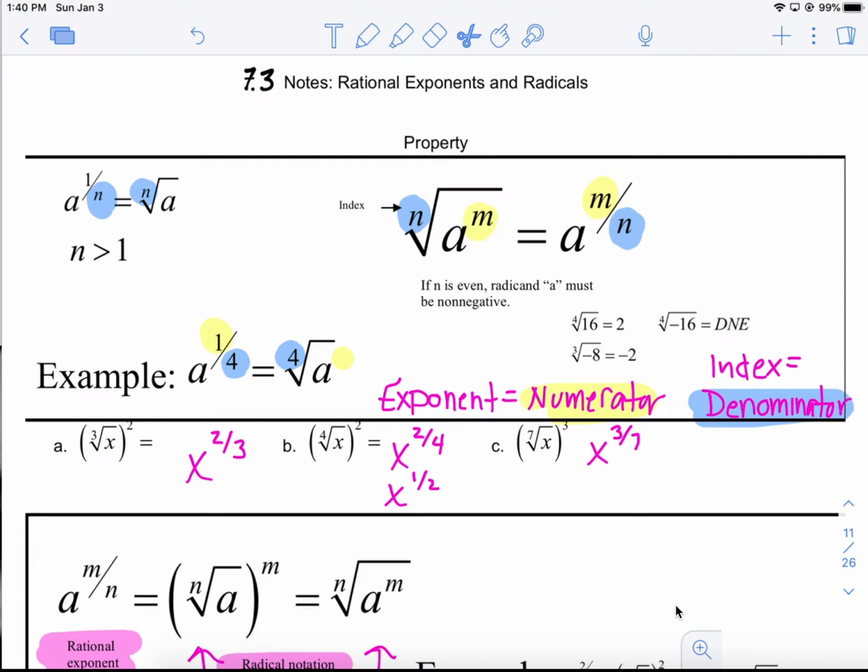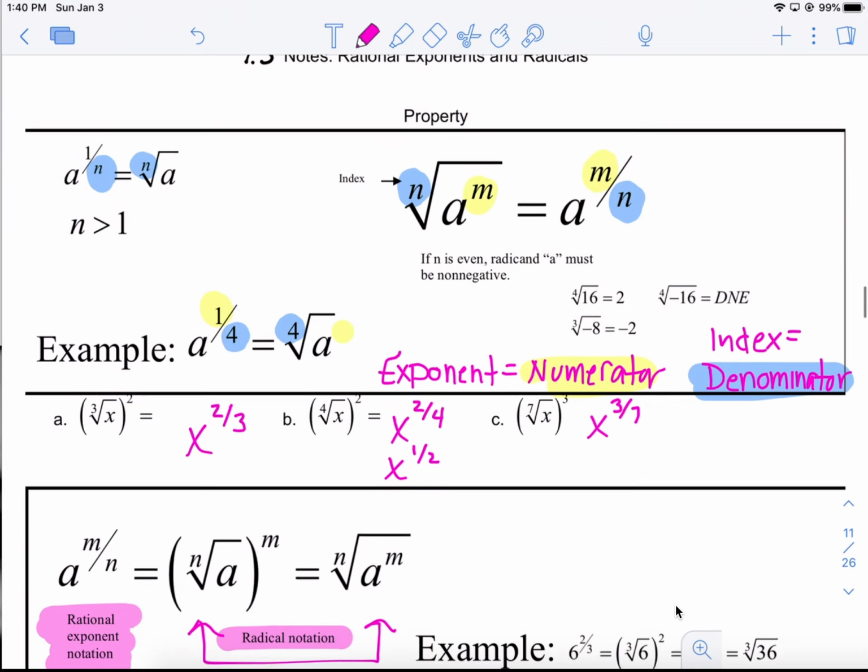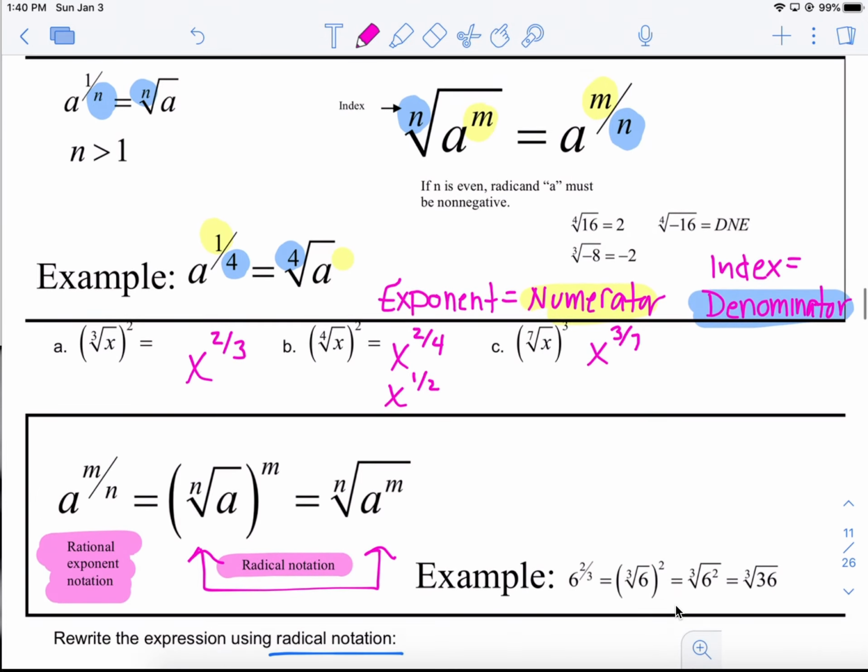Today we're going to be moving back and forth between rational exponents, which just means fractions as exponents, and radicals, which is like the square root symbol, using maybe the square root, the cube root, the fourth root, that kind of stuff. Okay? All right, so the first thing I want to make sure you do is pause the screen right here and copy everything that you see, and then we'll talk about what's in the boxes.